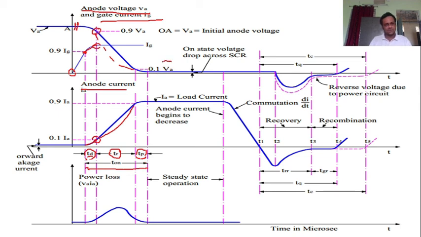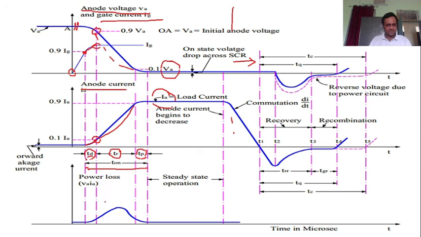So after T peak, your voltage is the on state voltage drop across the thyristor, and this is your rated value of anode current. We are not considering the turn off here right now. This will be discussed afterwards when we are discussing the commutation circuitry.